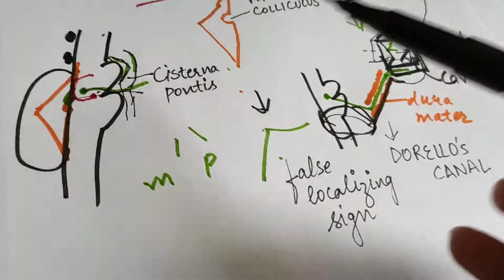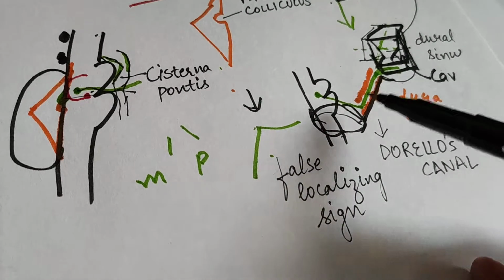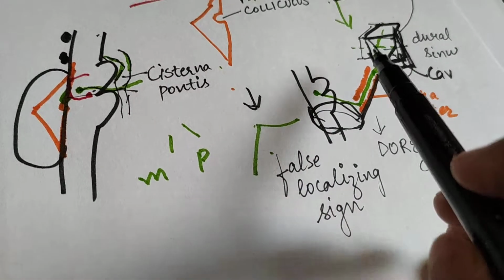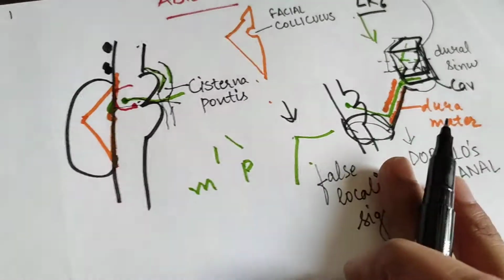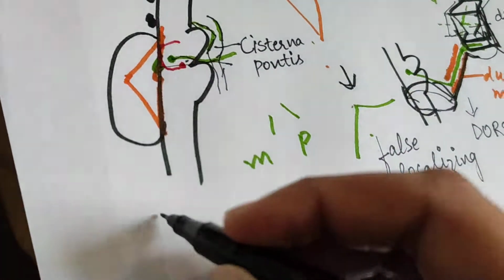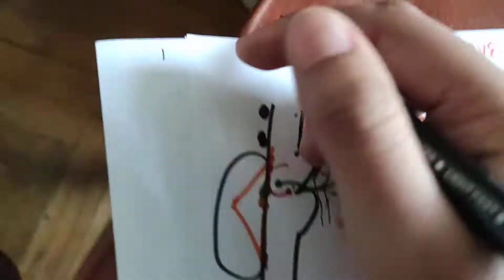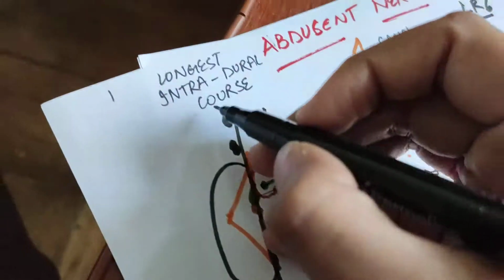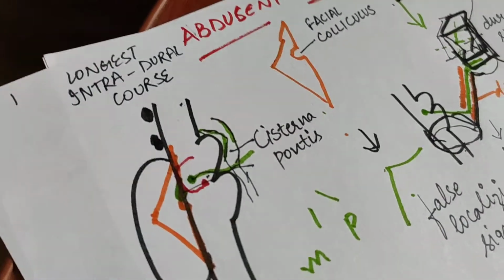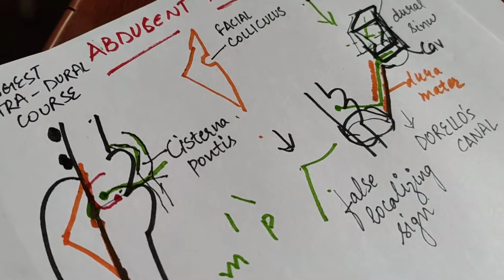As we discussed, the sixth cranial nerve passes through dura mater from here and then inside the cavity of the cavernous sinus, which is also a dural sinus. So the sixth cranial nerve has the longest intradural course, moving from here and then into the cavernous sinus.